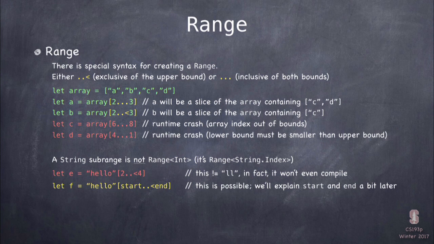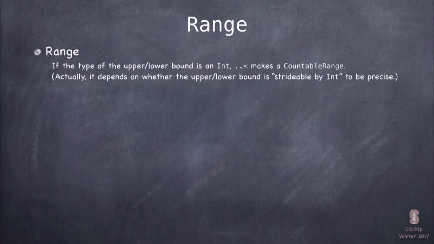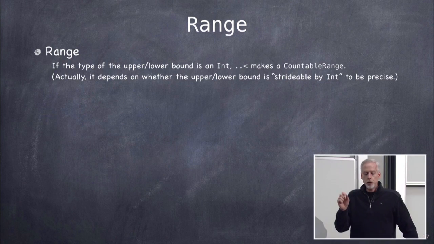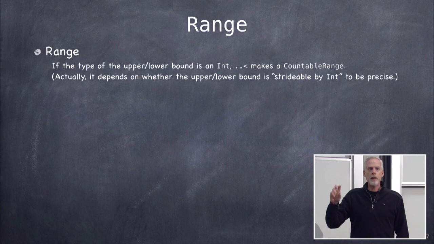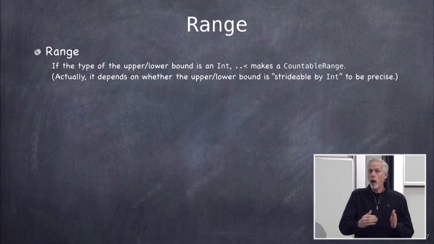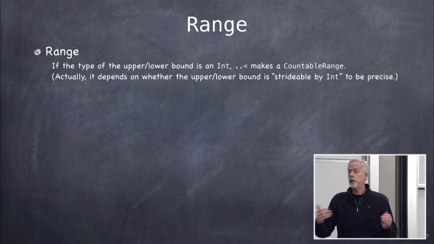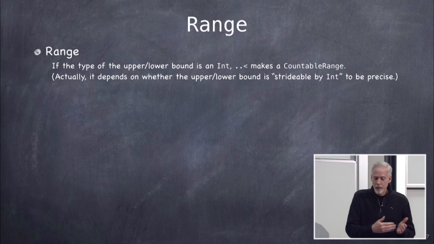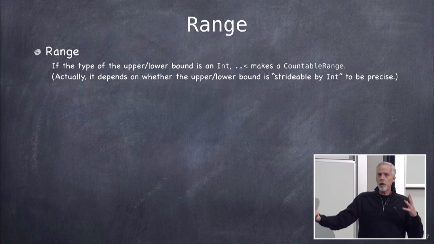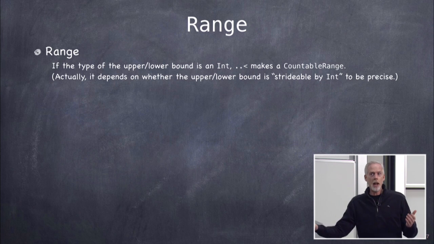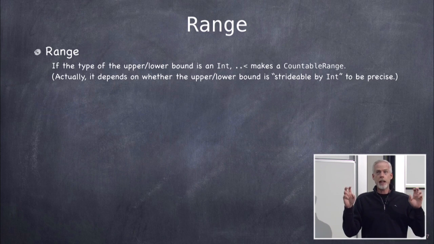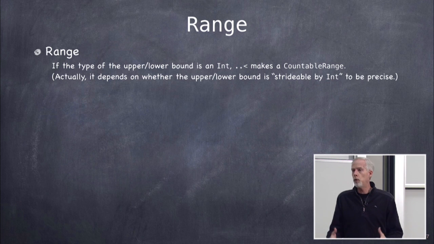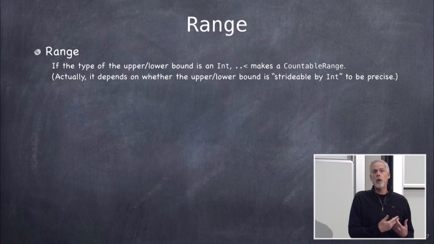It is possible to say string subrange, start ... less than end, but start and end are not ints. They're String.Index, and we'll see how that works. If the type of the range that you create with ... less than is an int, actually if it's stridable by int, so it's not going to be floats, but I'm not really prepared to talk to you about stridable, but let's just say if the range has ints on either end, say a range from 2 to 7, then it automatically creates that countable range, that more capable range. And so that range then becomes what's called a sequence.